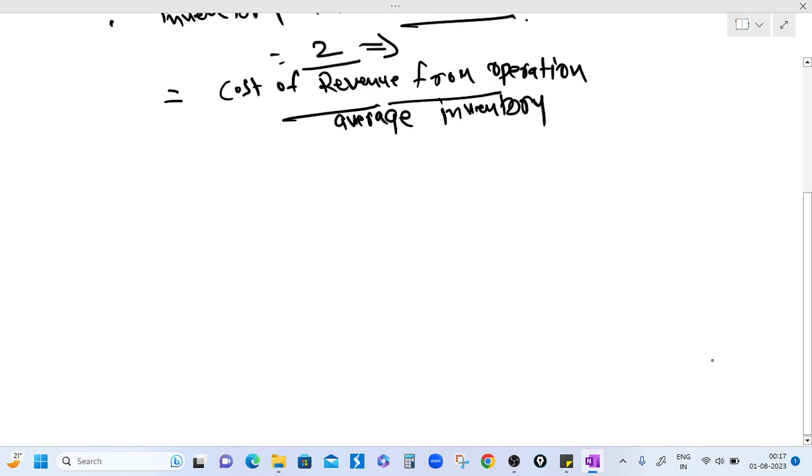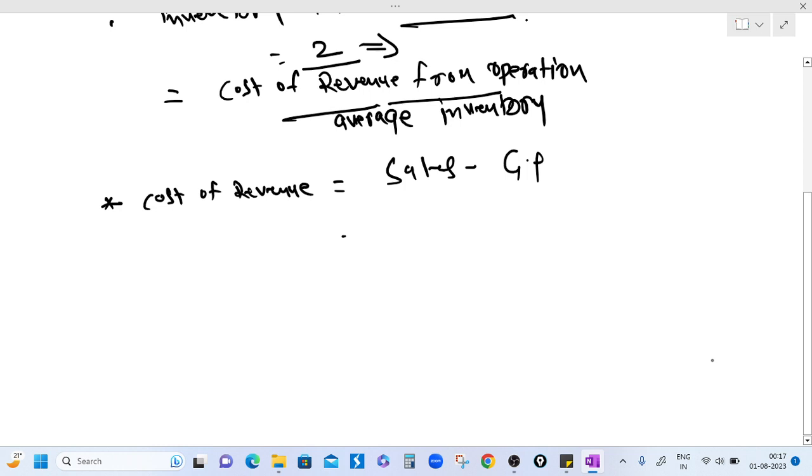Now, first we'll understand what the cost of revenue from operation is. So first point is cost of revenue. How will you calculate cost of revenue? Basically you can calculate sales minus gross profit. So that will be your cost of revenue. That is one way.